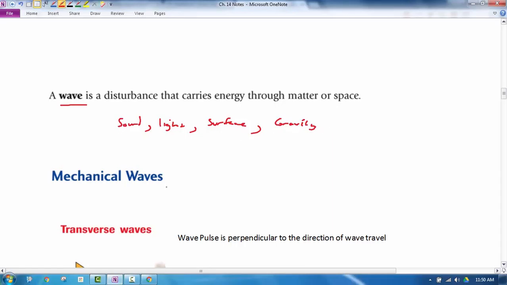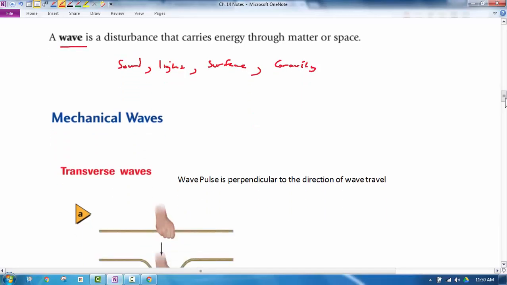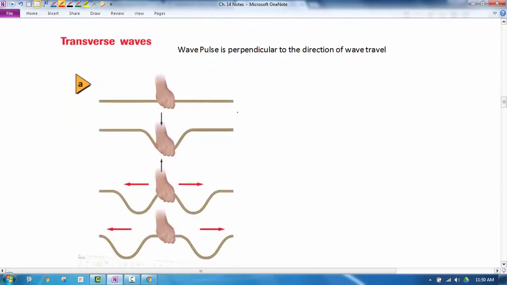We're going to start with mechanical waves. So we have 3 different types of mechanical waves. We have transverse waves, like if you grab a hold of a string and shake it up and down, then what's going to happen is the wave pulse is going to move away from your hand. And so what's happening in there, the wave pulse is perpendicular to the direction of wave travel. So you're moving your hand up and down, but the wave travels left and right. So that's called a transverse wave.